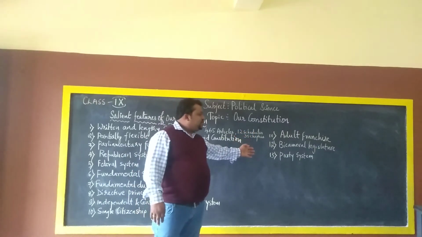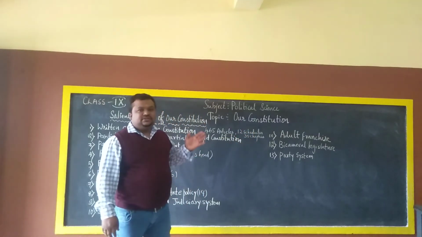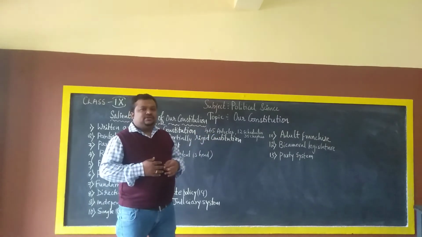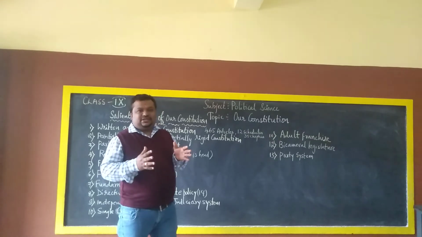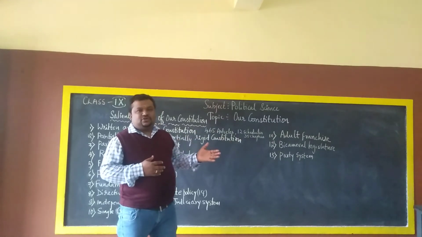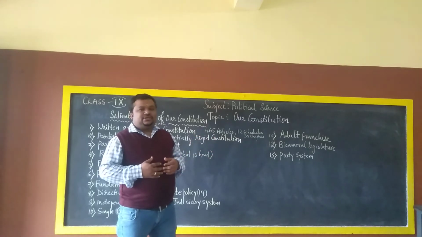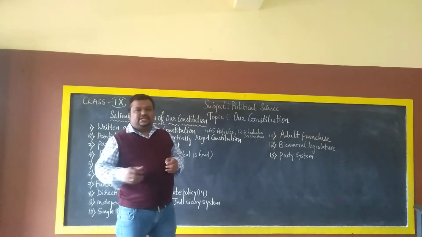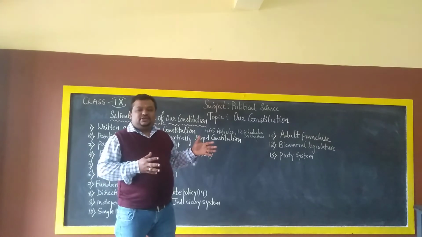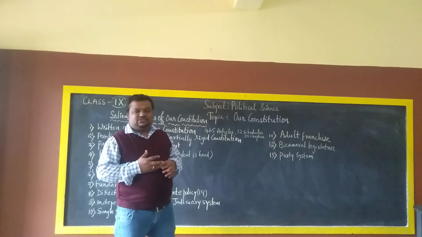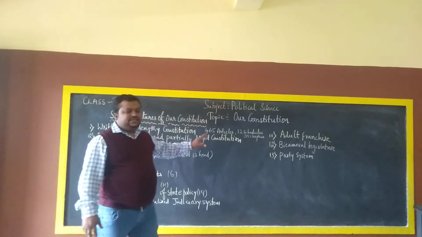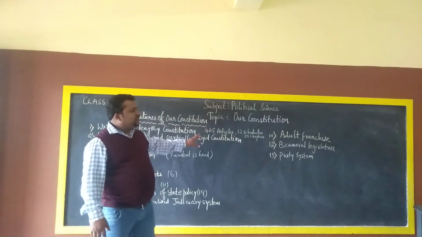Understood? So the next one is the party system. We have different varieties of parties in our country. For example, some national parties are there, like Indian National Congress, BJP and BSP. They are all national parties. And some regional parties like JDS and KJP and many other smaller parties. Understood? So these are the very important characteristics, the salient features of our constitution.